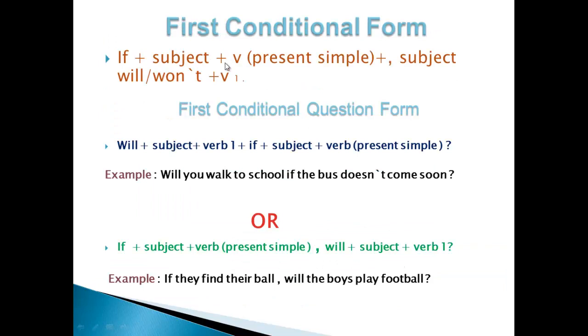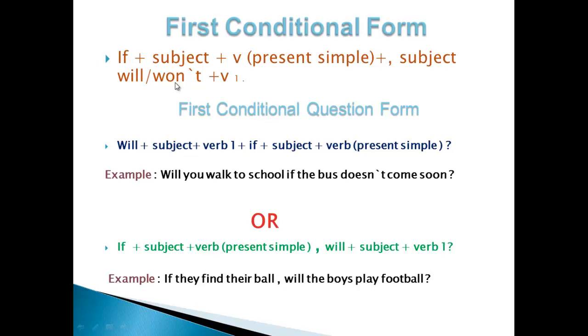Now remember, when we talk about the first conditional, I told you that you should start with if or will. So I said if, subject, verb in present simple, plus comma, plus subject, will or won't, and verb 1. This is not for a question. This is for how to write a sentence in the first conditional. This is not a question. This is a sentence. Or you can start with will or won't plus subject plus verb.